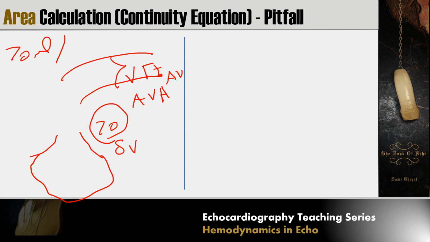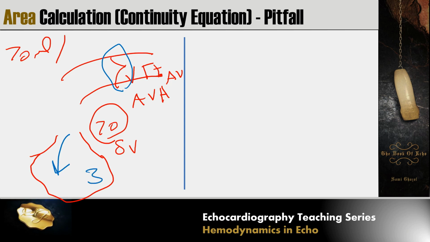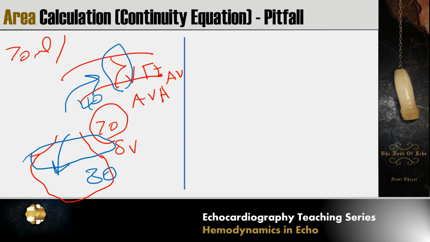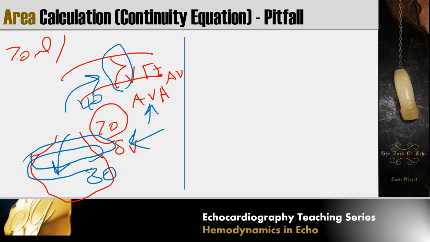Okay, let's assume the mitral valve has significant regurgitation. Maybe it will send back around 30 ml. So this regurgitation will not pass through the aortic valve. It will go to the LA. So 30 ml back, and only 40 will pass through aortic valve. We don't know this, but we know that there is significant mitral regurgitation. In that case, we cannot use the mitral valve to calculate aortic valve area because there is significant mitral regurgitation.